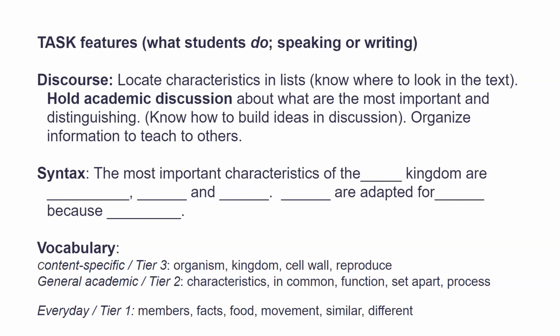This is what academic English might look like across the discourse, syntax, and vocabulary levels for a task that students would complete, either orally or in writing. For example, in groups, they might determine the 5 most important and distinguishing characteristics about that kingdom. And then those groups might teach each other about a kingdom and collect facts about the other 4.